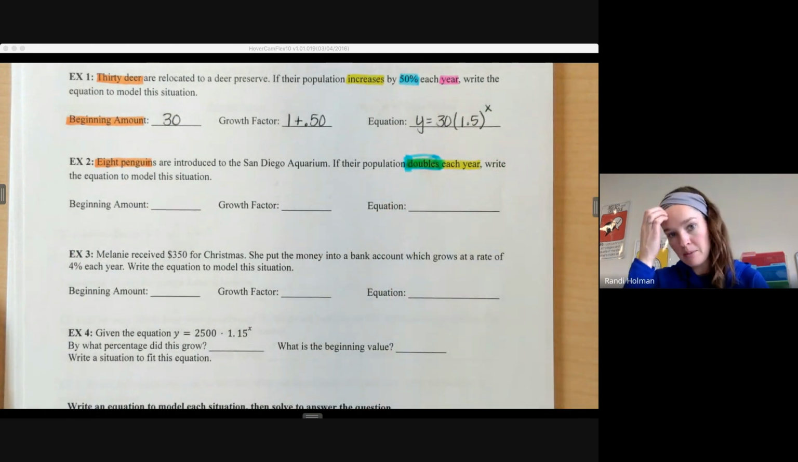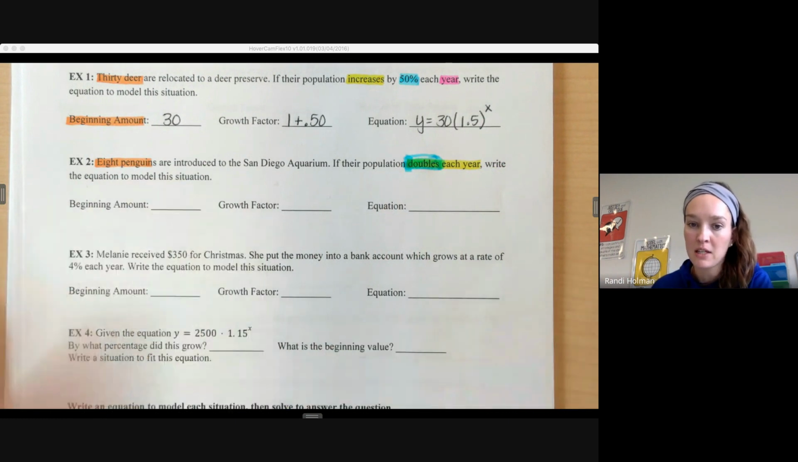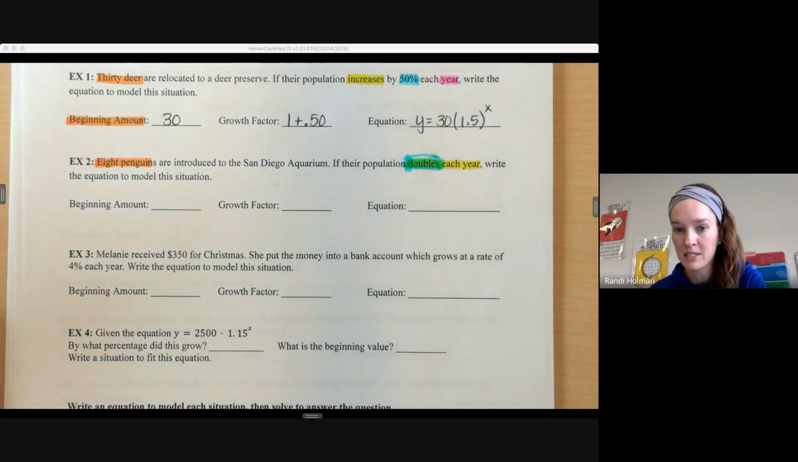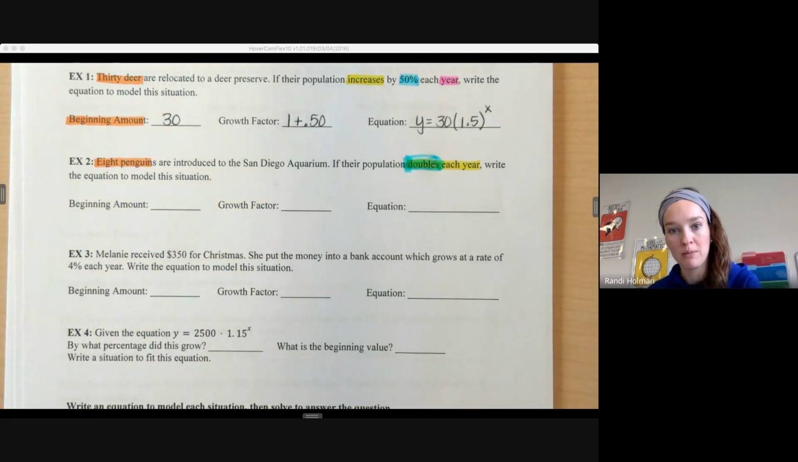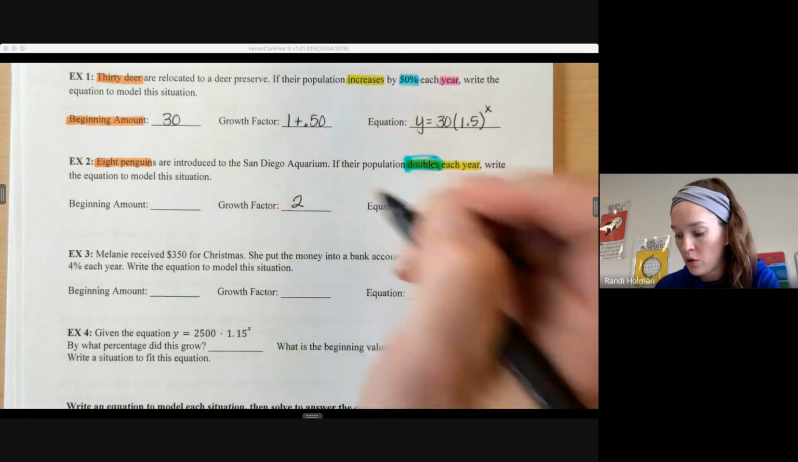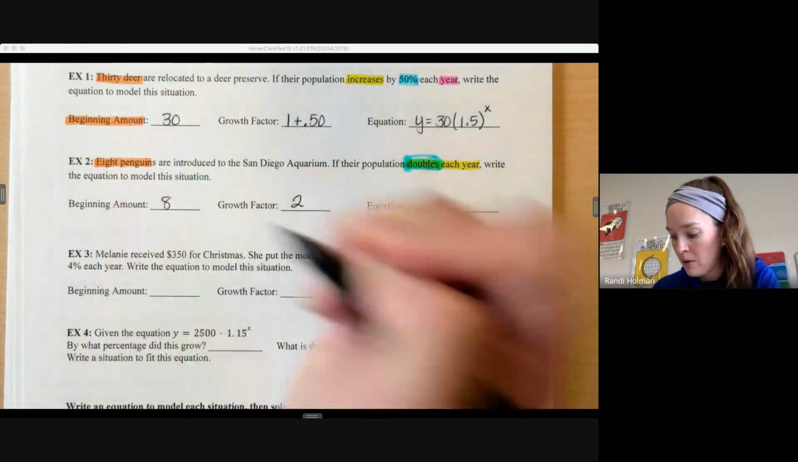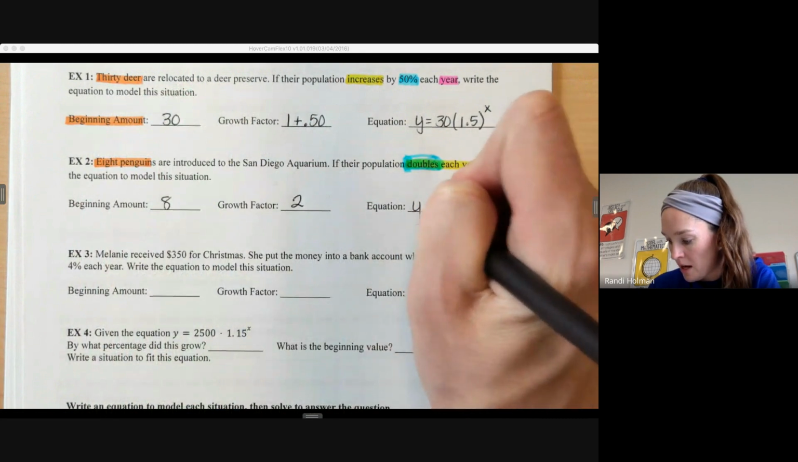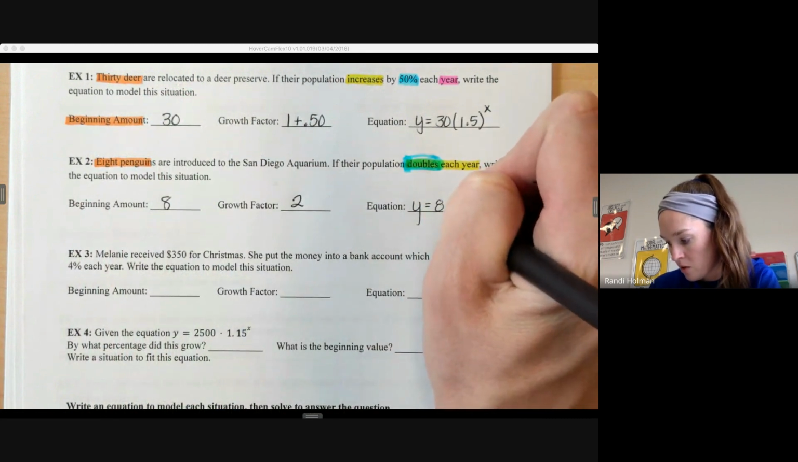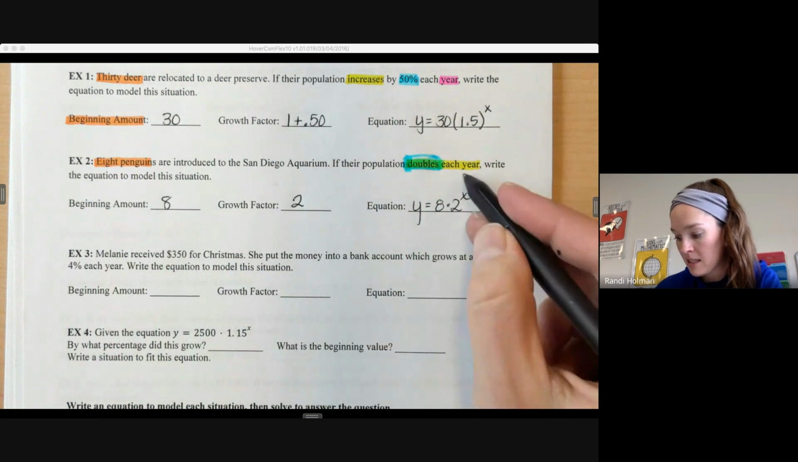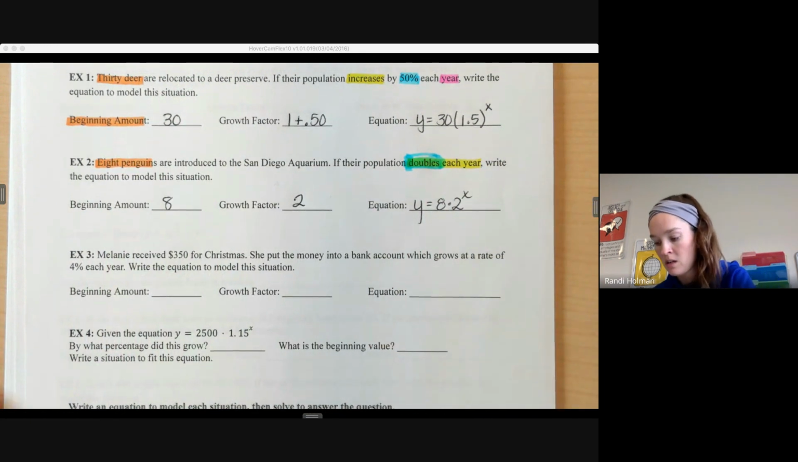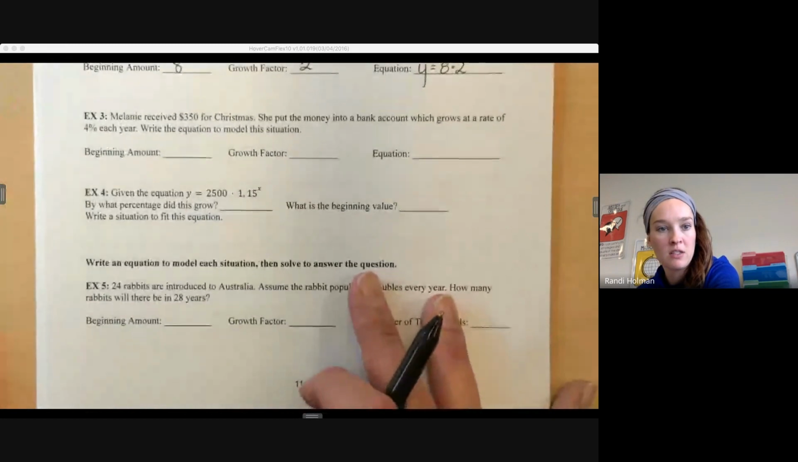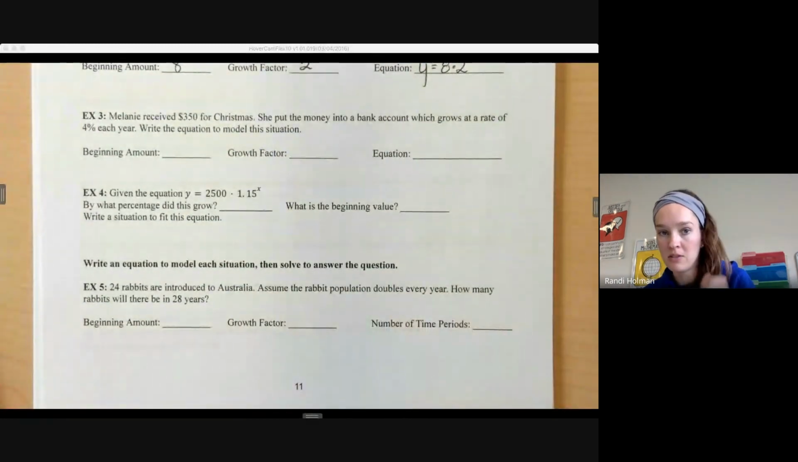Okay, so this one we have to think about a little bit. We still want to do that 1 plus the growth, but think back to our starfish example. If we're doubling, that means we're keeping our 100% and adding another 100%. So your growth factor is still 1 plus your growth. It's 1 plus 1, which ends up being 2. Beginning amount, we have those 8 penguins. So our equation here is y equals our beginning amount times our growth factor to the x, and x again here is each year. Picking apart our pieces here, this would be a great place, if you're feeling pretty confident, to pause and see if you can do it on your own.